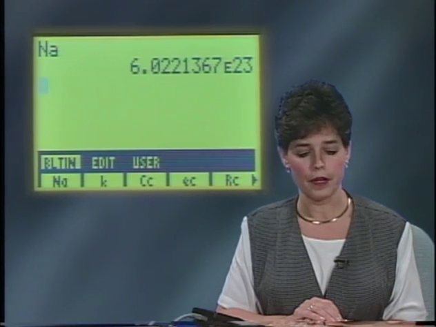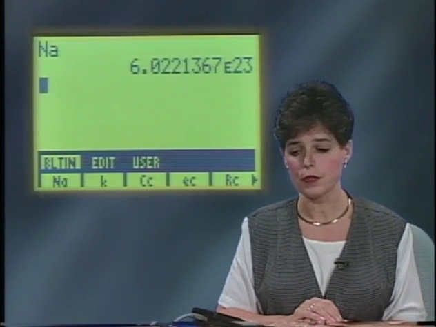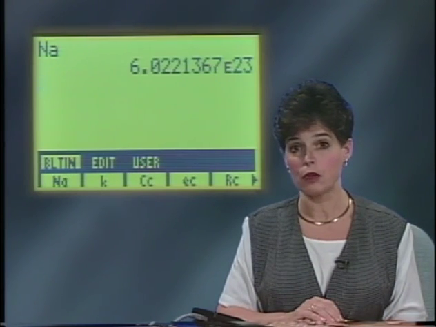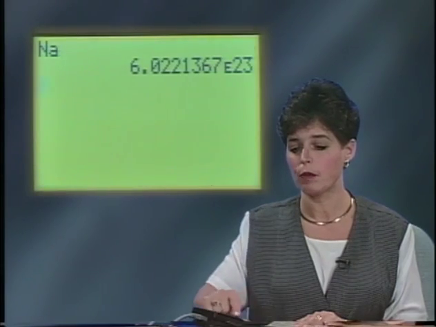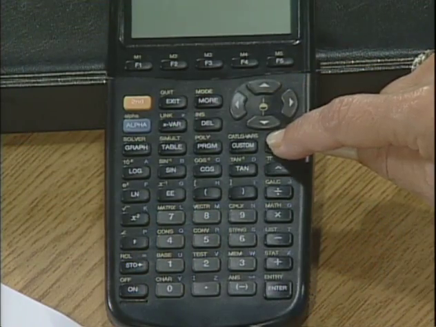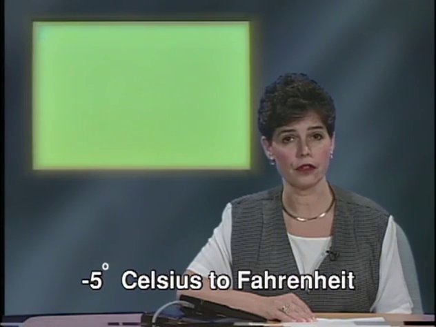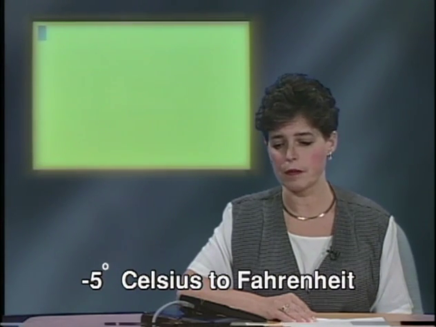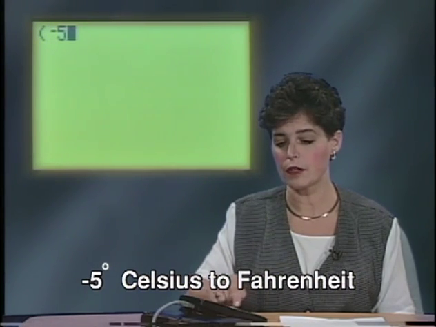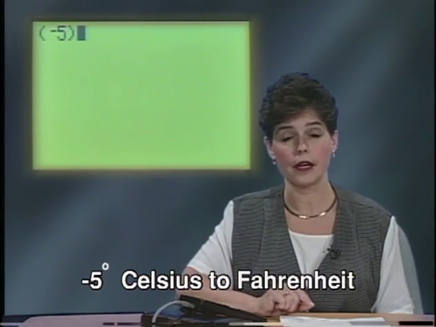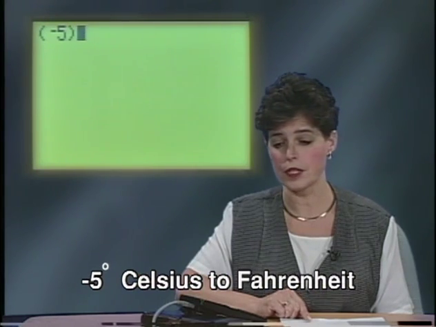Now another capability of the calculator is conversions. Let's get out of this menu to go into that, so press exit a couple of times. Press clear to clear that home screen. Now let's look at the conversion capability of the calculator. Say, for instance, we would like to change -5 degrees Celsius into Fahrenheit. Let's start by placing -5 in parentheses on the screen, being sure that I do put the -5 in parentheses.